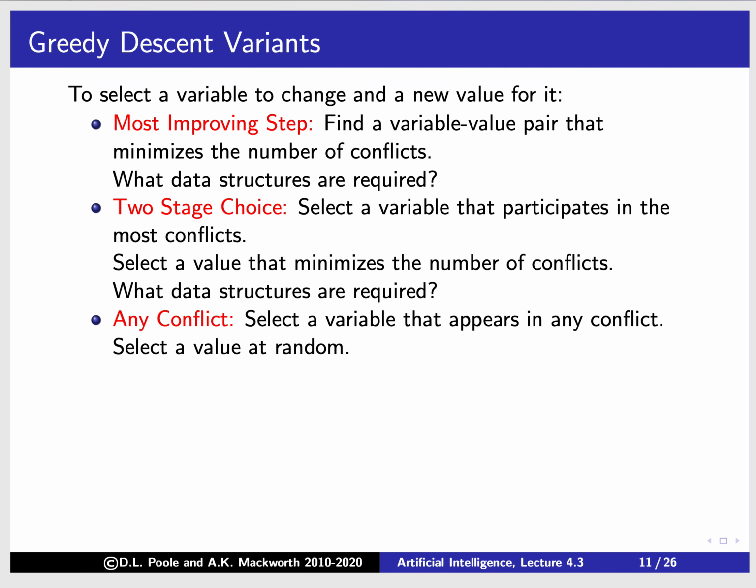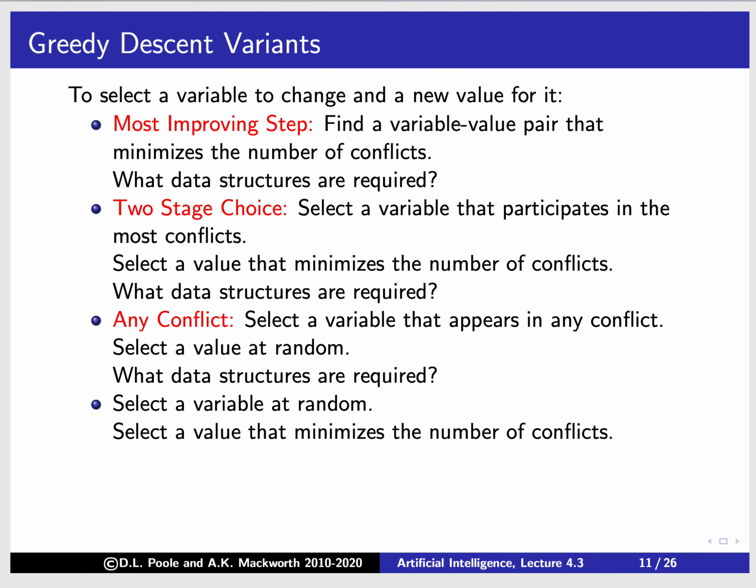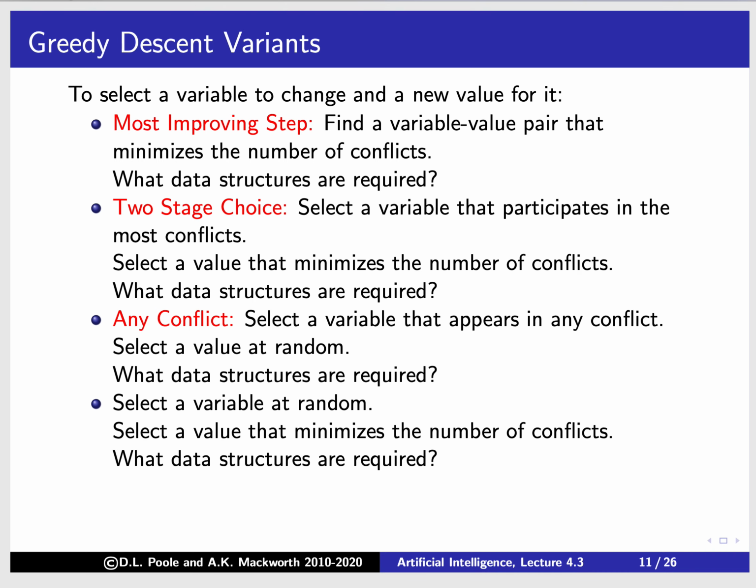And the third choice here is any conflict. We're going to select a variable that appears in any conflict and select a value at random. Okay. What data structure is required for this? So think about what data structure you require for each of those. Another one we could do is just select a variable at random and select a value that minimizes the number of conflicts. And then you can think about what data structure is required to do this.